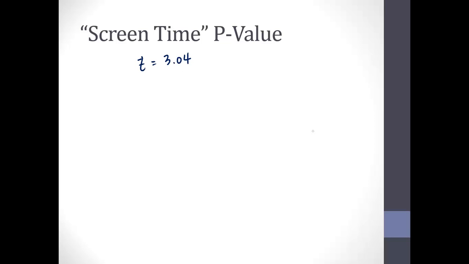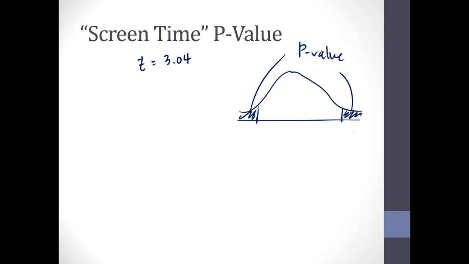So remember our p-value. We want both of these tails together to be our p-value. Since our alternative hypothesis is not equal to, we need to find the area in both of those tails. So our p-value is going to equal 2 times the probability that z is greater than 3.04.